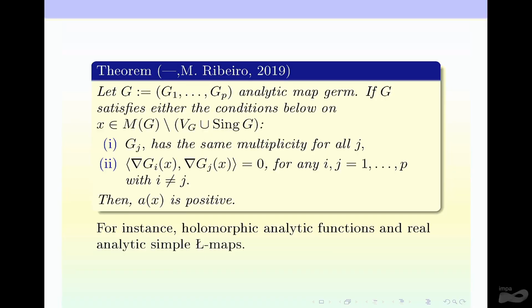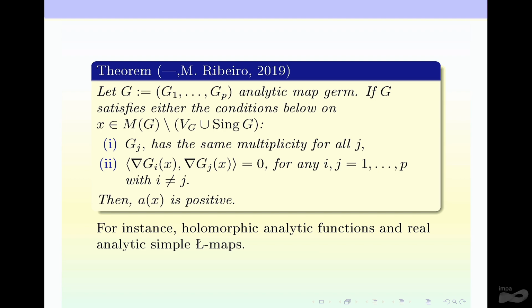or, for i different from j, the dot product of the gradients is 0. They are orthogonal. Under these two conditions, we are also able to prove that a(x) is positive. So, for instance, if you take any analytic function, a complex analytic function, of course you have such a condition, for instance.